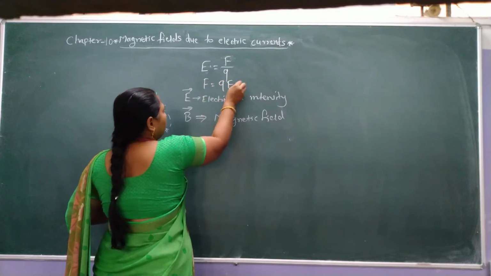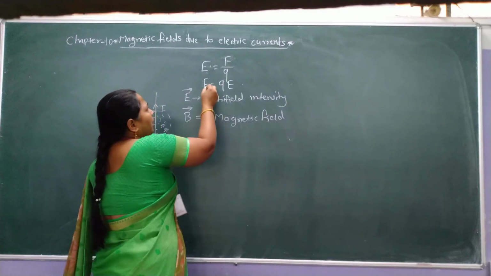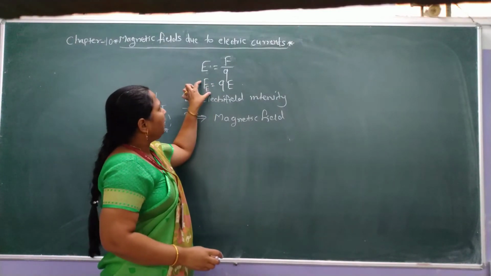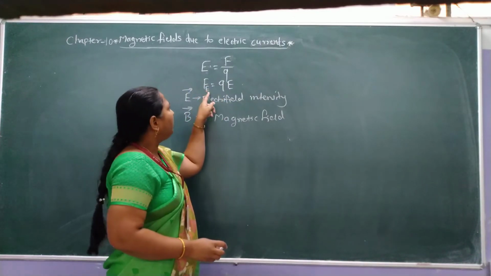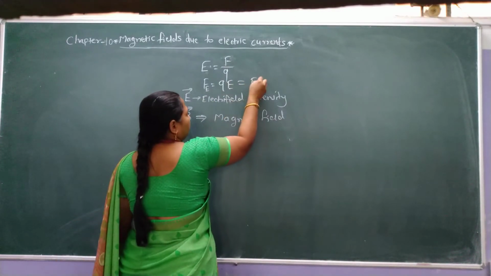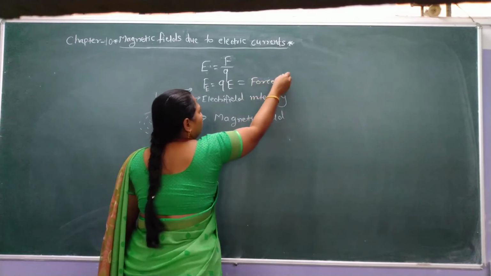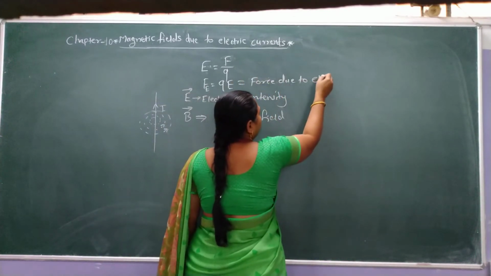E. Electric field, Fe, electrostatic force. Fe is equal to Q into E. Fe is represented as the electrostatic force, or force due to electric field.